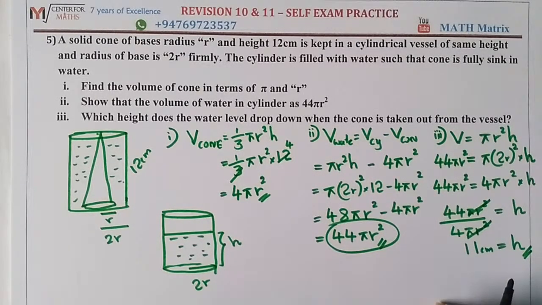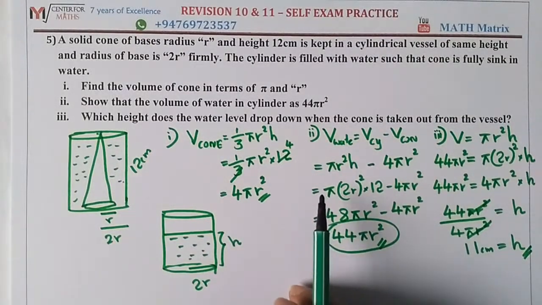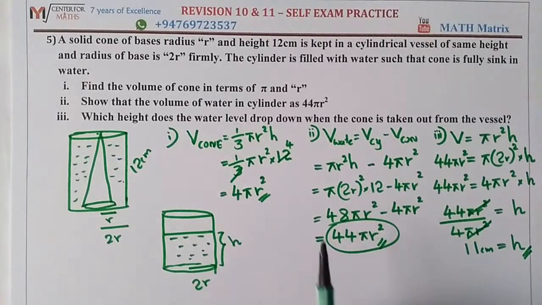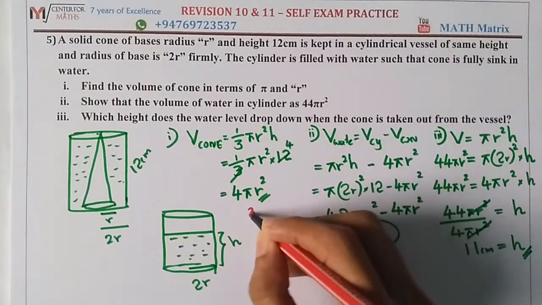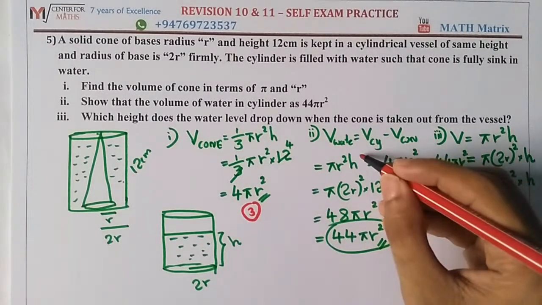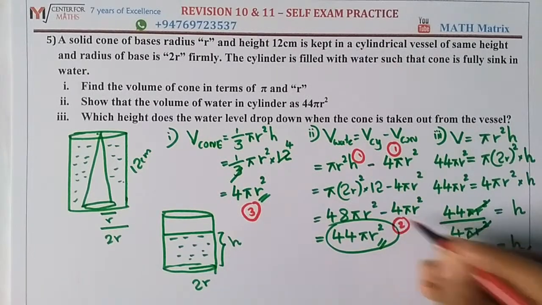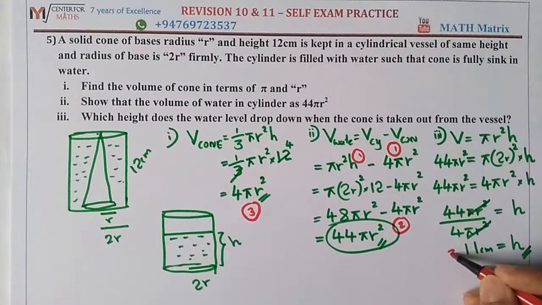But let's read the question again. By what height does the water level drop? So it dropped by 11 centimeters. Those are the answers we discussed today. Here are the marks you have to give: 3 marks for the first question, 1 for the next, 2 for the final one, and for the height again 3 marks.